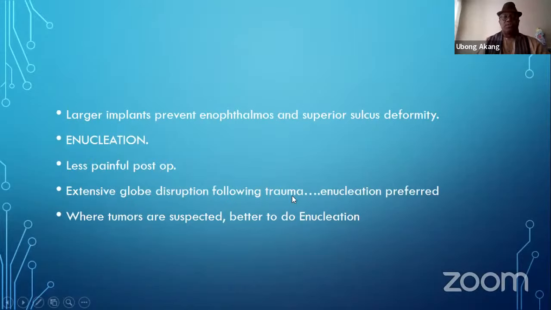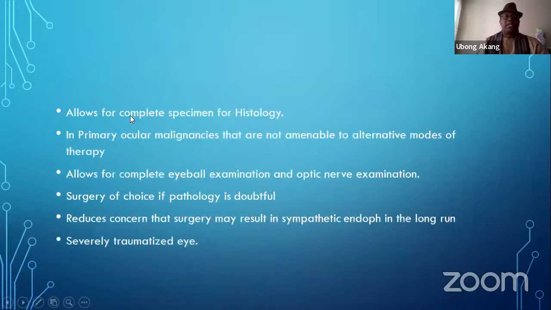Where there is extensive globe disruption following trauma, you prefer to do enucleation. Where tumors are suspected, it's better to do enucleation. It allows for a complete specimen for histology.